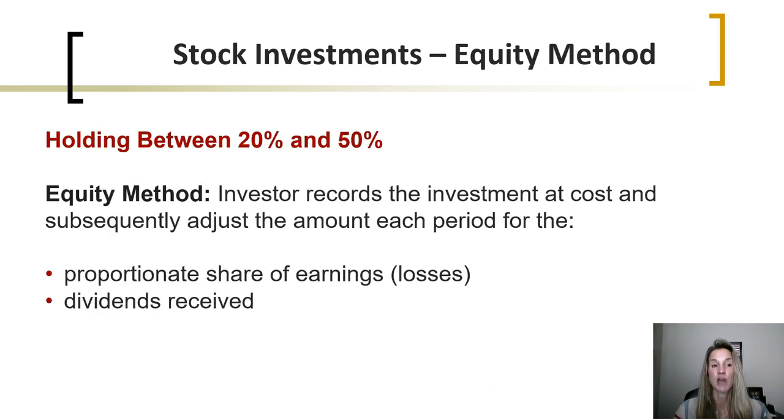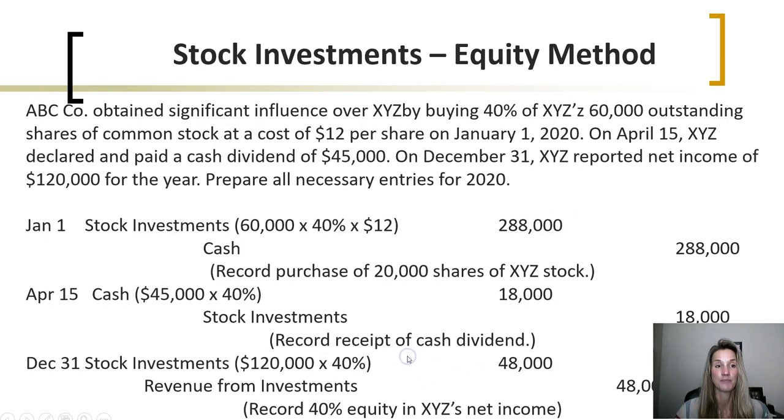If we purchase stock and we own between 20 and 50% of the other company's stock, we will use the equity method. We will record the investment at its cost, and then we will adjust that investment for our share of the earnings of the other company and any dividends that we receive on that investment.